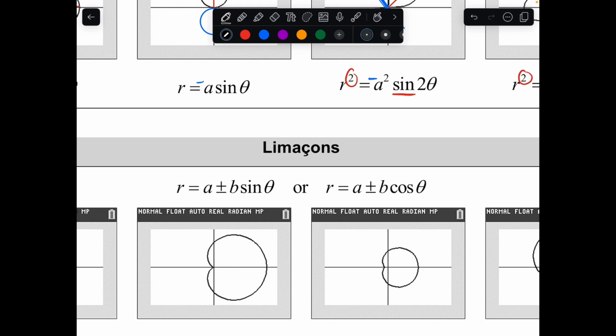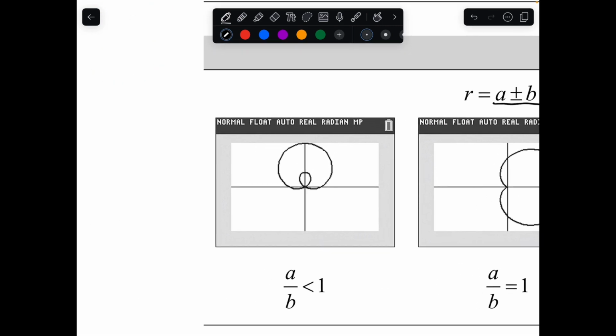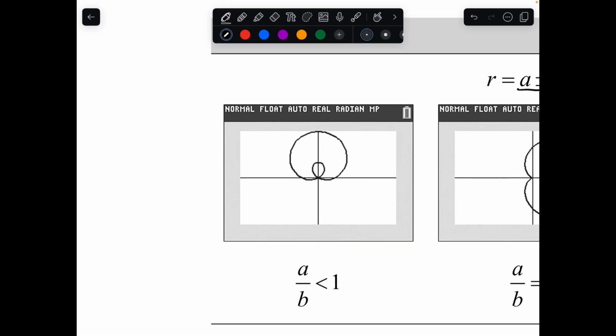Moving on to our next category of graphs, we have Limacons. Limacons are going to take the form of A plus or minus B sine or A plus or minus B cosine. There are 4 different kinds of Limacons that we're going to be talking about, and each of these Limacons can be pointed in any one of the compass directions. So let's first talk about the direction in which they point. What do I mean by the direction that they point? I mean this right here.